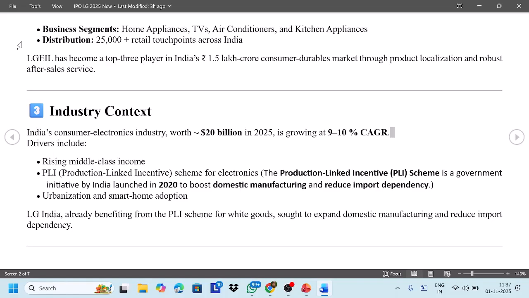Then the listing price was 920, almost an 18% premium. The market cap came to 63,000 crores. And in 1 week it gained 23%. If you look at the market cap now, it is 1,12,921 crores. It is currently trading at a P/E ratio of 51.3 and a price to sales ratio of 4.1. Then we have EV to EBITDA at 32.5 times.